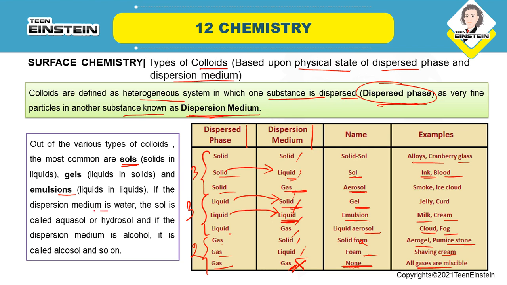If the dispersion medium is water, suppose this medium is water when it is liquid, then the sol is also sometimes called aquasol, because this word aqua and hydro are derived from water, right? And if the dispersion medium is alcohol, it can also be called alkosol, and so on. So from the name you can understand what is the dispersion medium. Fine, aquasol, hydrosol, or alkosol. So these are the 8 possibilities, but among them 3 are mainly important, but mainly we will see sols and emulsion, even more common than gels. Fine.